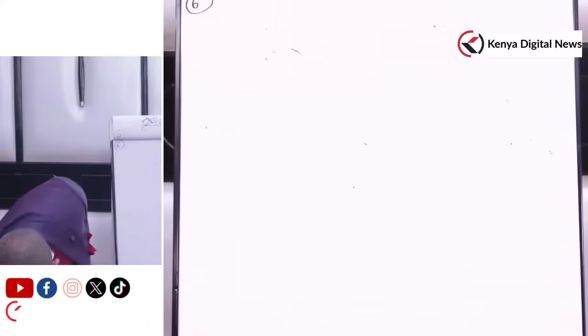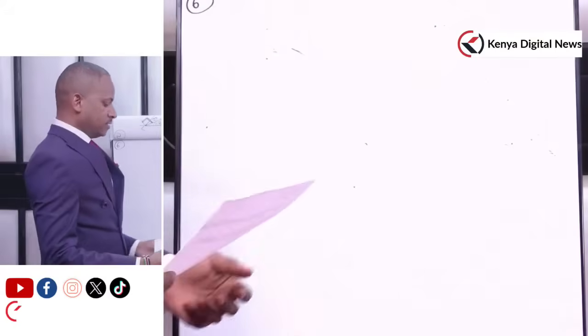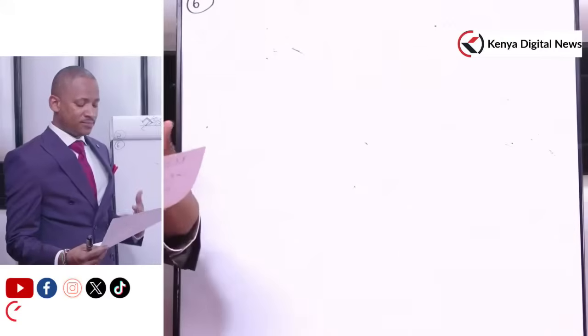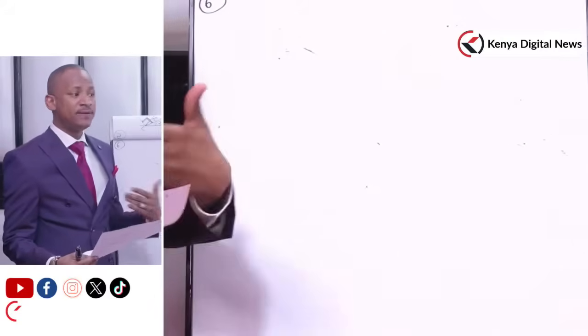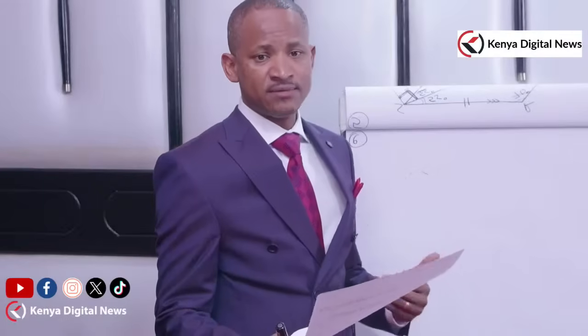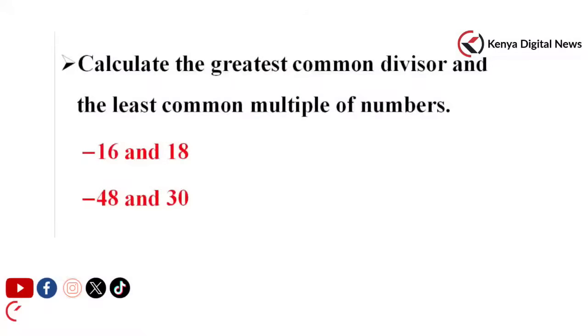Question 6, very easy one. It is about LCM and GCD. Now, you can either be given direct question or an application for LCM and GCD. I've also given you an assignment for application for this. So, calculate the GCD, greatest common divisor, and LCM of 16 and 18. That is part A.